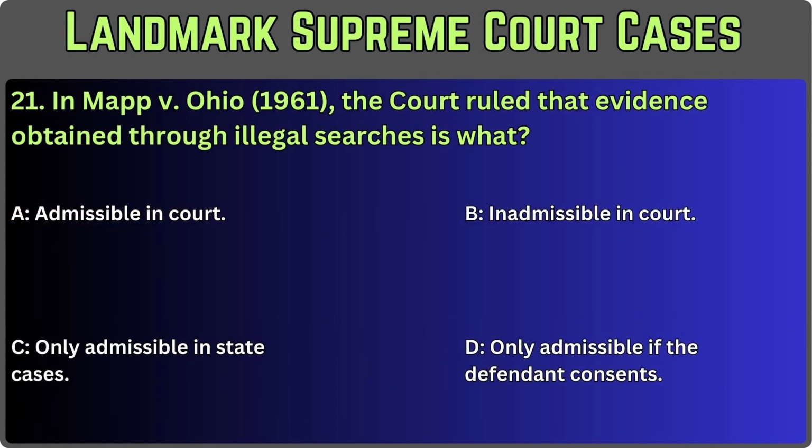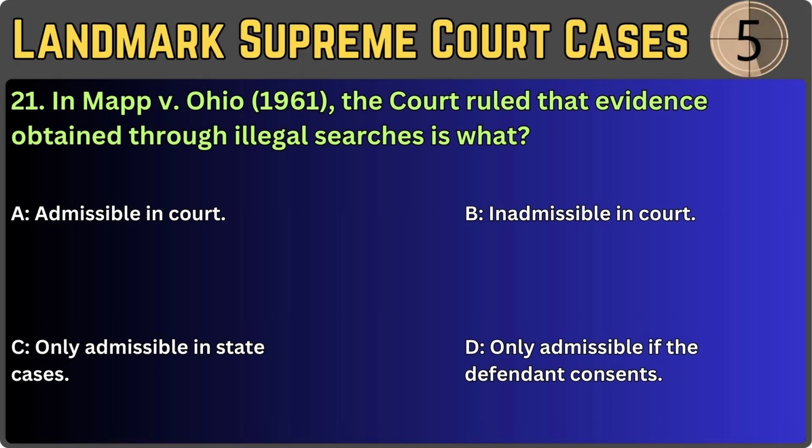21. In Mapp v. Ohio, 1961, the court ruled that evidence obtained through illegal searches is what? A. Admissible in court. B. Inadmissible in court. C. Only admissible in state cases. D. Only admissible if the defendant consents.